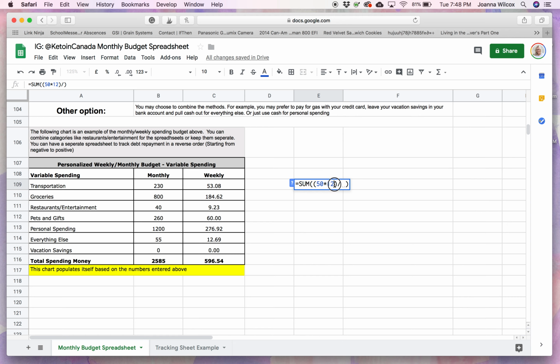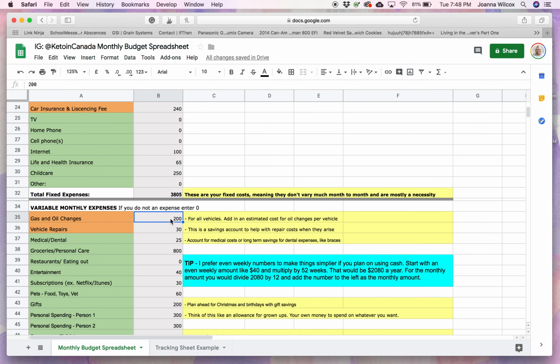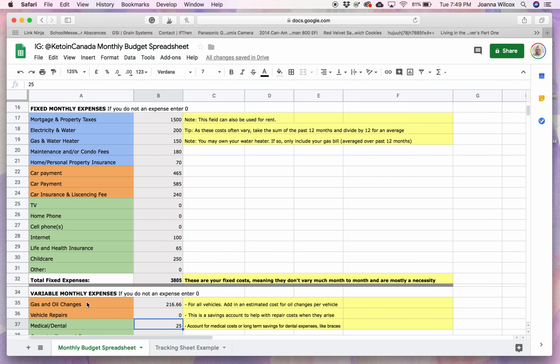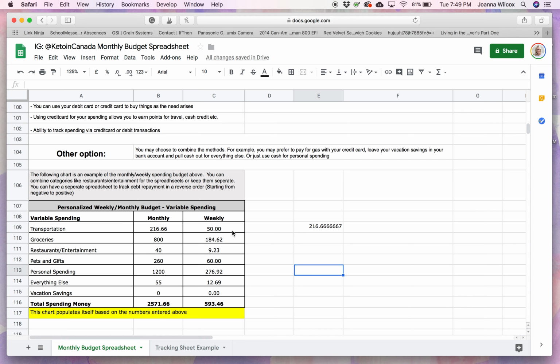I lied. $50 a week times 52 weeks equals whatever, divided by 12 months. So that amount's going to be $216.66. So when it comes to transportation, if I go back up here, I'm just going to do this, $216.66, and we'll say 0. You could even combine that. You could just say gas, oil changes, or car expenses. So now when I look at the chart, it's going to say $50 a week.